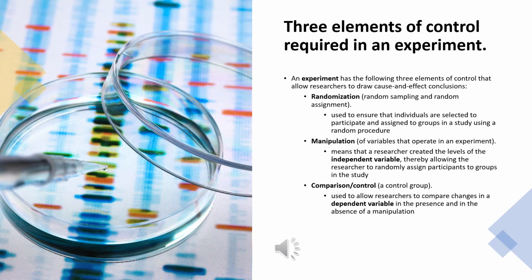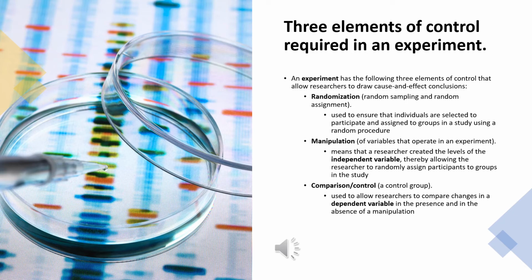So the three elements of control that are required in an experiment are randomization, manipulation, and then your comparison and your control group. When we look at randomization, we look at random sampling and random assignment. These are fundamental concepts in research methods and statistics.